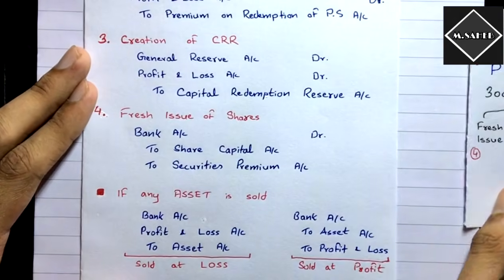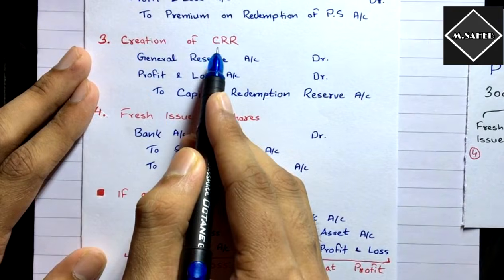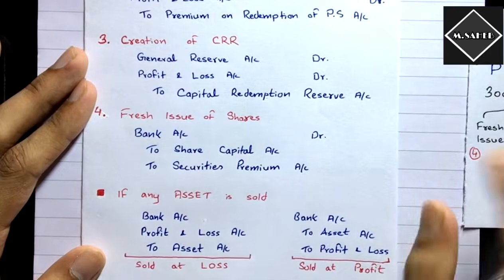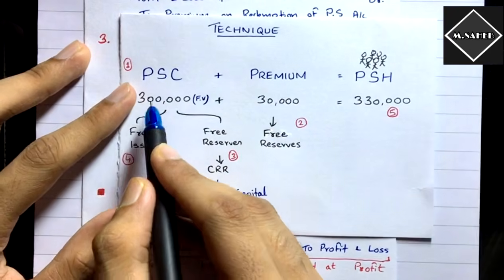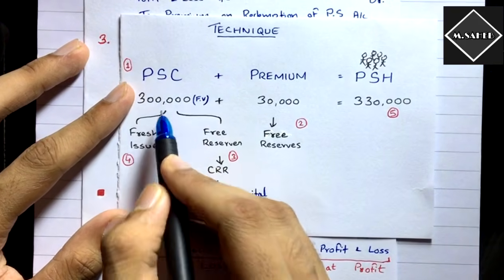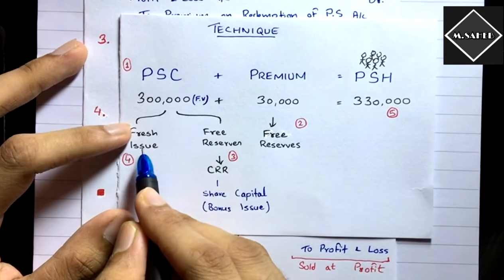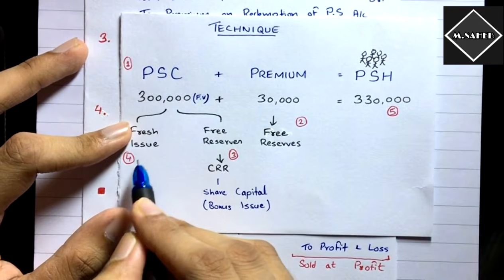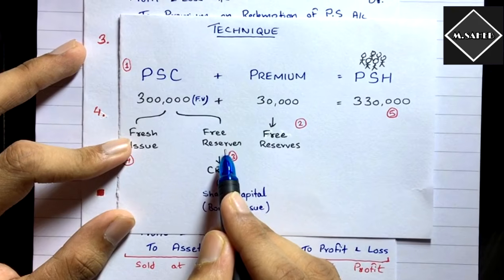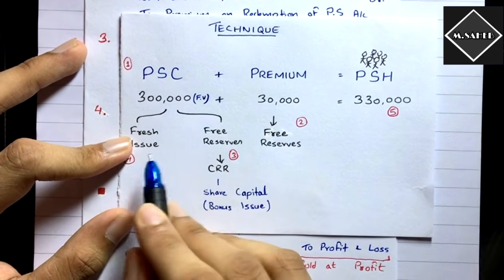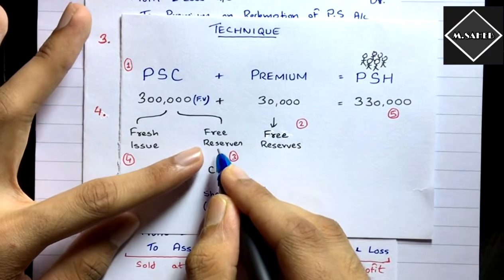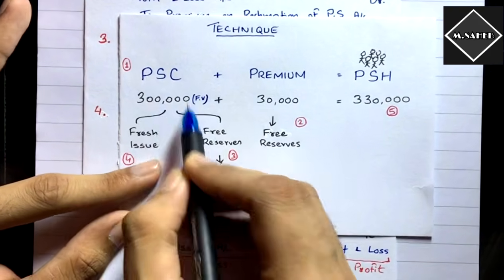See here, you have to create CRR. What is CRR? Capital redemption reserve. You have to transfer the money. Just for an example, if we are redeeming 3 lakh of face value preference share capital, then let's say we are issuing 1 lakh of shares, then the remaining 2 lakh has to come out of free reserves so that the balance can be maintained. 1 lakh came through fresh issue and 2 lakh came through free reserves. In total, 3 lakh has been replaced.